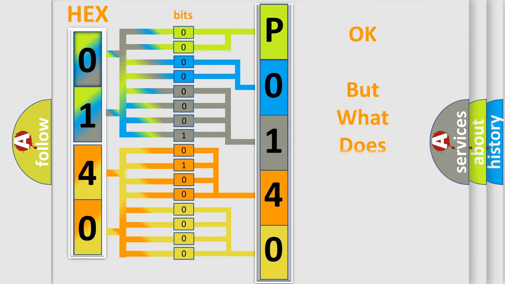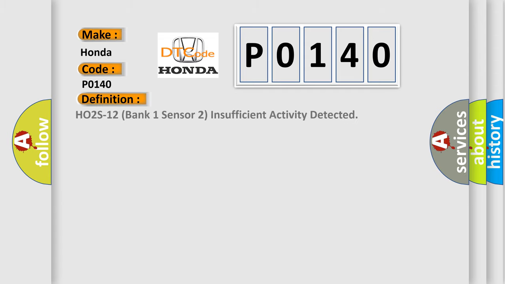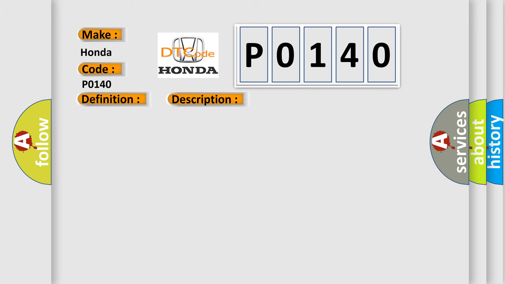The number itself does not make sense to us if we cannot assign information to what it actually expresses. So, what does the diagnostic trouble code P0140 specifically interpret for Honda car manufacturers? The basic definition is HO2S12 bank 1 sensor 2 insufficient activity detected. And now this is a short description of this DTC code.